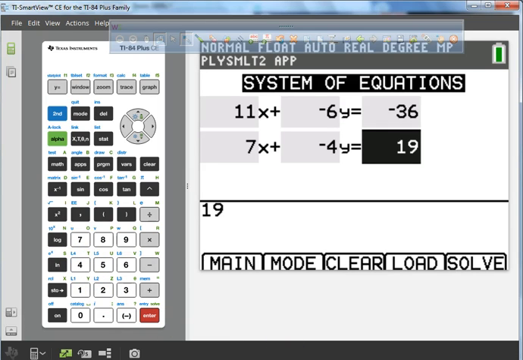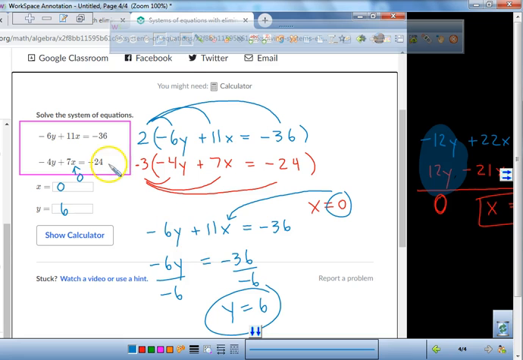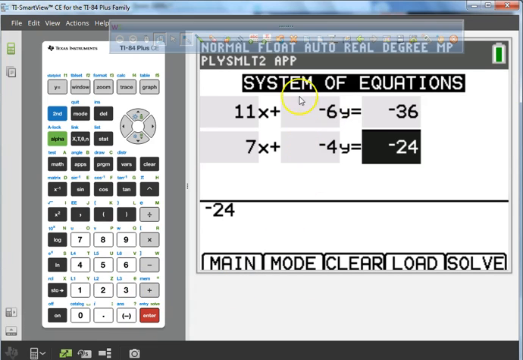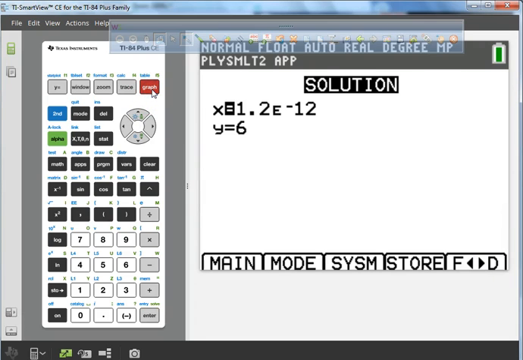I'm really not trying to be mean, guys. I'm just letting you know you've got to pay attention. What is it equal to? So I'm going to put negative 24. Okay, negative 24. So there we go. Would you guys agree this is our system of equations right there? Would you agree that's what it looks like? Do you see where it says solve? I'm going to hit solve.